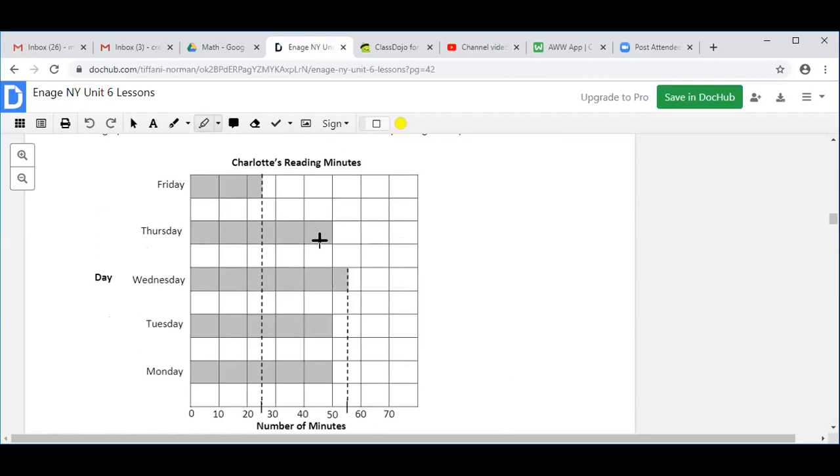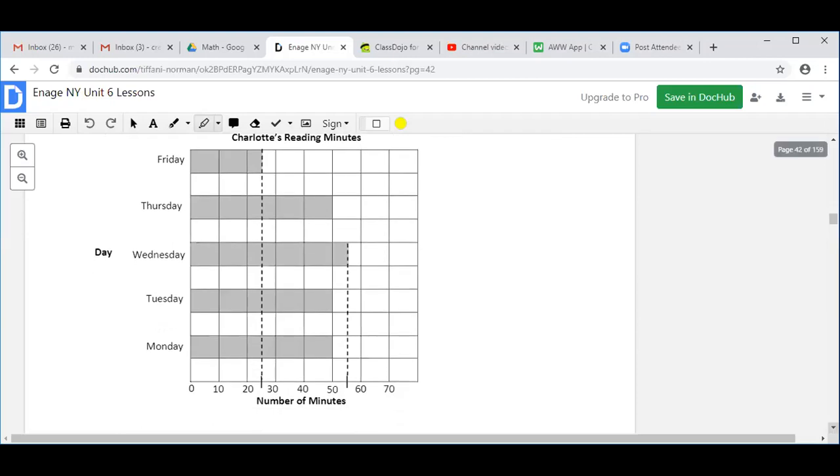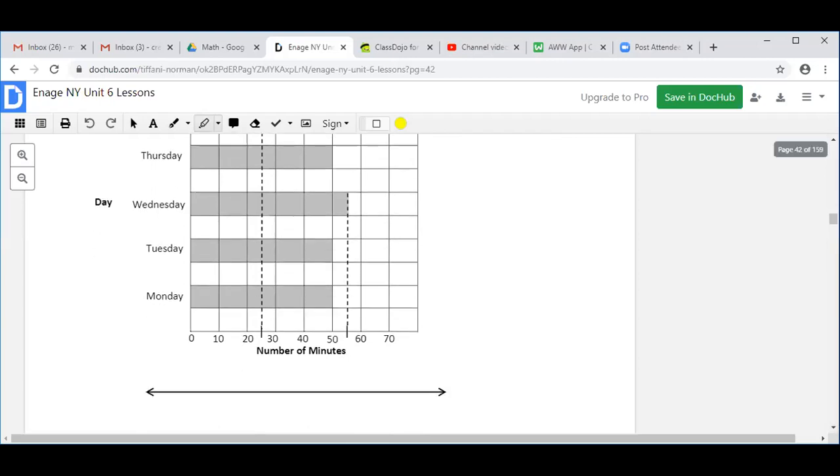So now I need to see how many minutes Charlotte read on those days. And from the looks of it, she read 50 minutes. So the days that she read the equal amount were Monday, Tuesday, and Thursday, and the amount of minutes was 50 minutes.